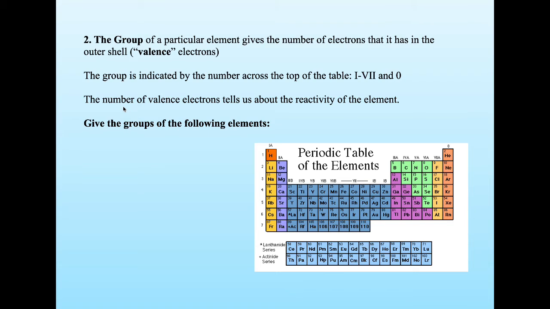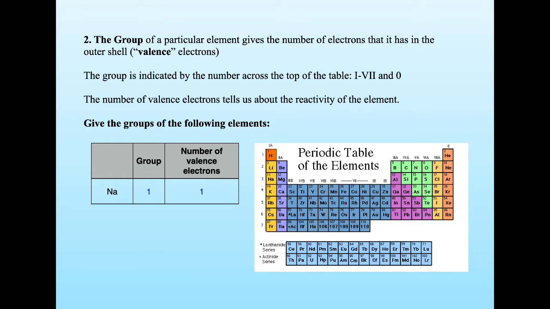So let's have a look at groups of the following elements and the number of electrons. If I take, for example, sodium, I know it's in group 1, it's here, and it's got 1 valence electron. It's got 1 electron in the outer shell. You can fill the rest of that table in. Shouldn't take too long.